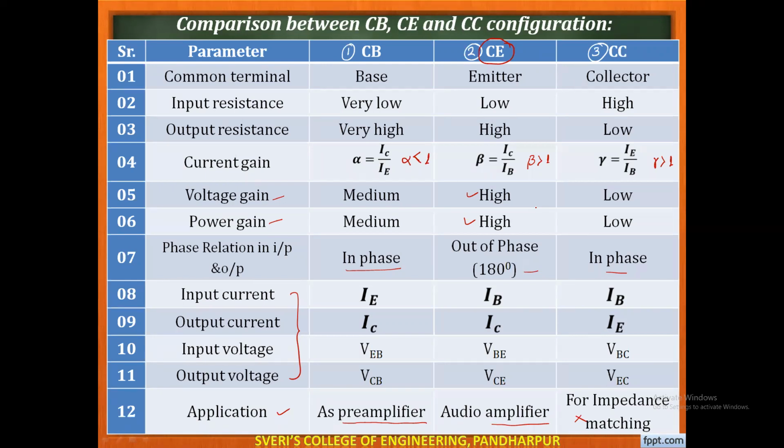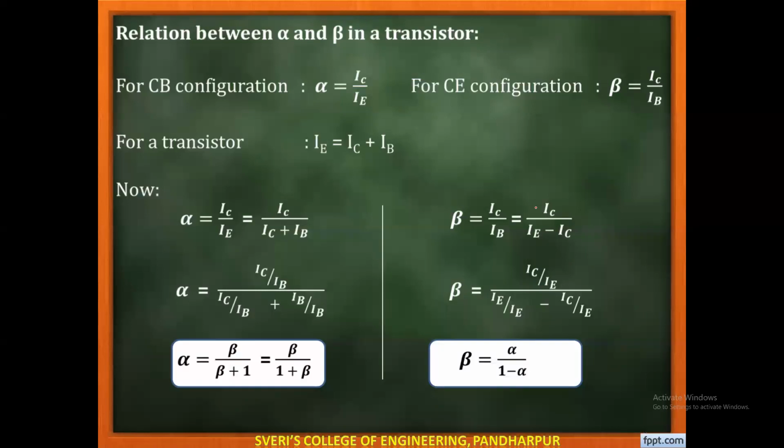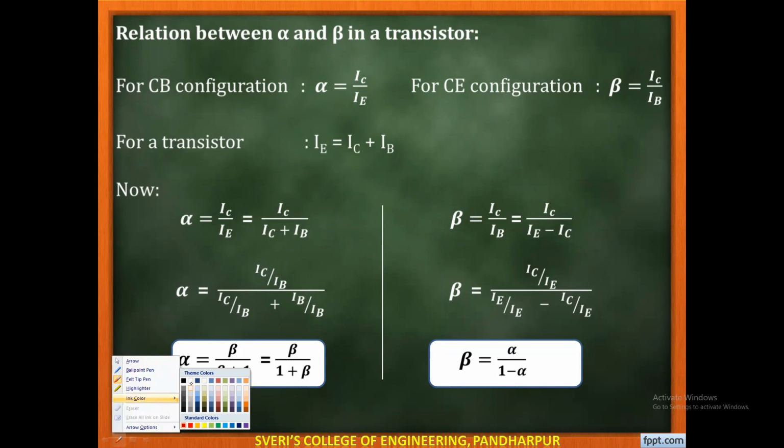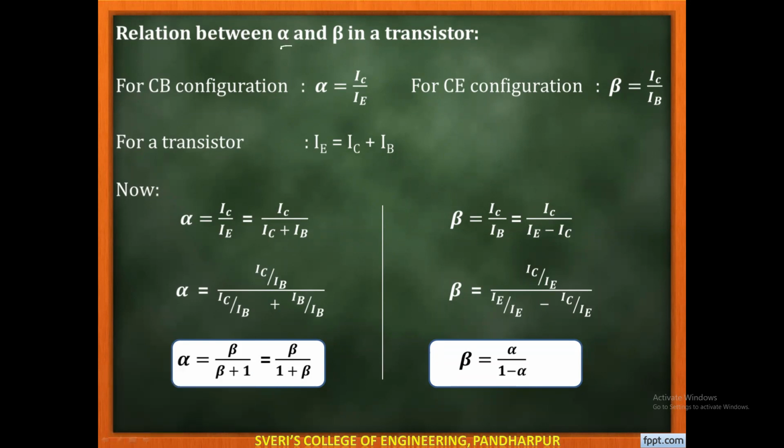Okay. Now the next important thing is the relationship between the current amplification factor in common base configuration, which is alpha, and the current amplification factor in common emitter configuration, which is called beta. As you know, in common base configuration the current amplification factor is indicated by alpha, which is IC upon IE. Similarly, for CE configuration, the current amplification factor is beta, which is IC upon IB.